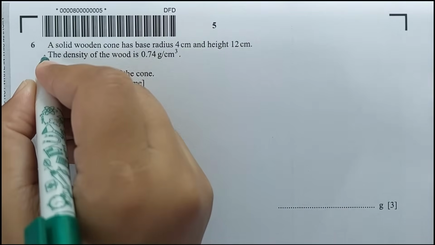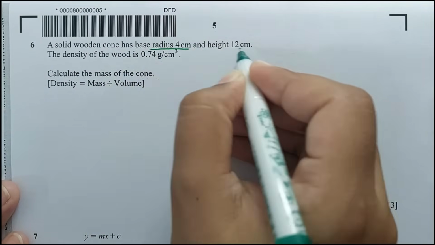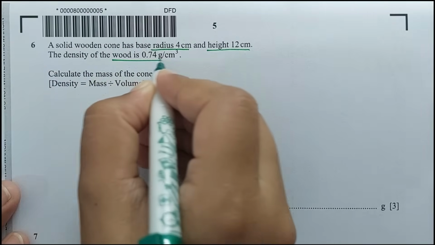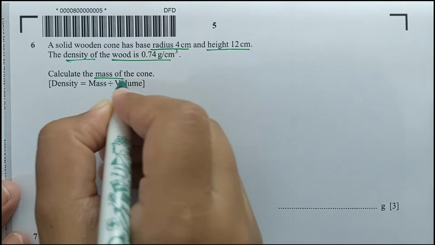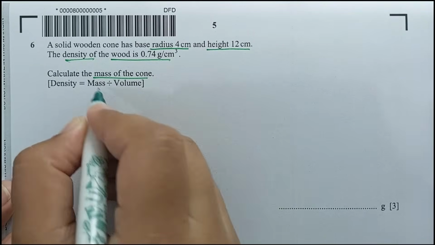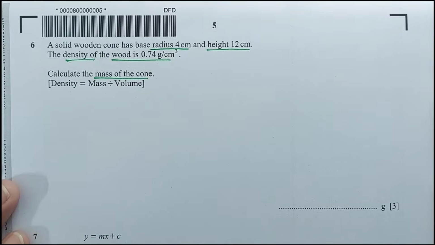Question number 6. A solid wooden cone has a base radius 4 centimeter and the height 12 centimeter. The density of the wood is given. Calculate the mass of the cone. Density is mass over volume. Okay, so we need to figure out what is the volume of the solid wooden cone.